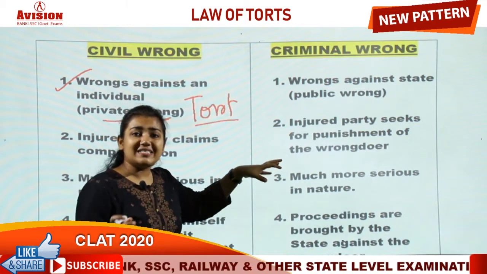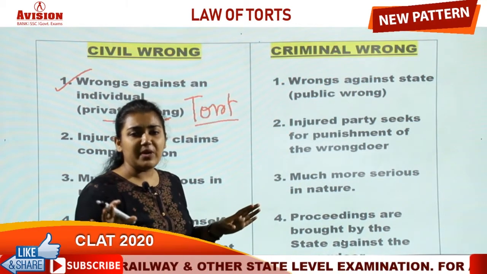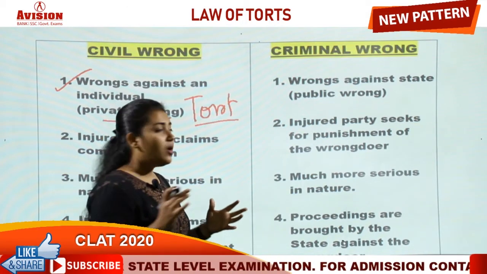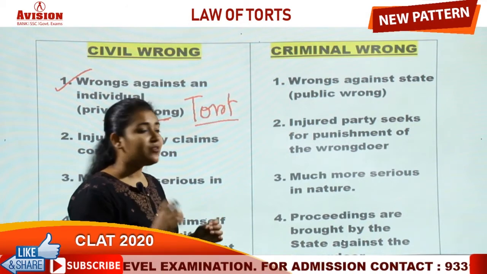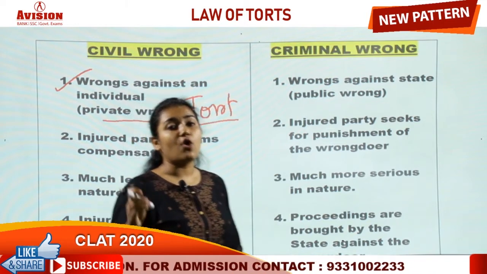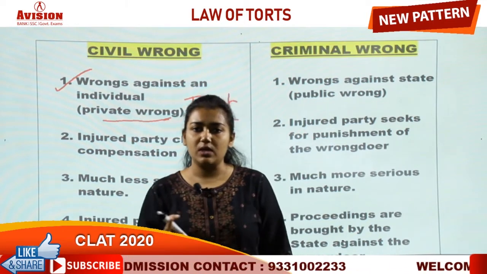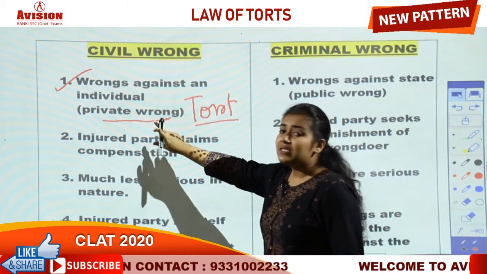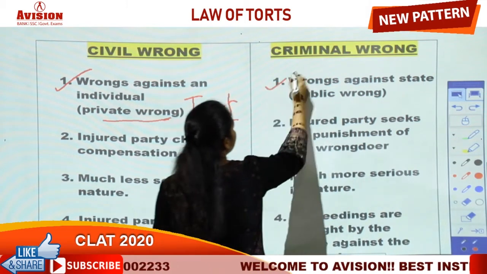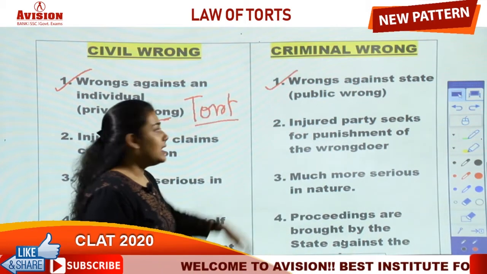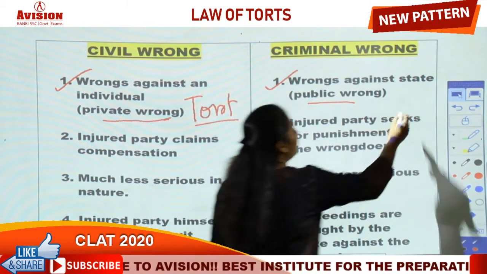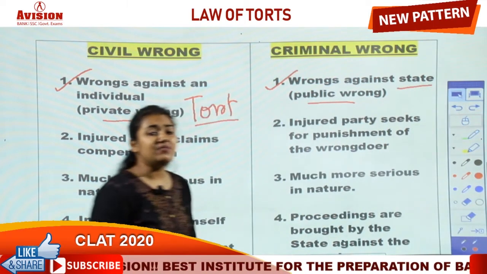When the wrong is done to a large number of people, to a community, to some group of people, to the state, then that results in a criminal wrong. When society is involved, it is a criminal wrong, but when the wrong is done to a single individual, it results in a civil wrong, or a tort, or a private wrong. Now in criminal wrong, we see wrongs against the state, which is also called a public wrong. Why is the state involved?